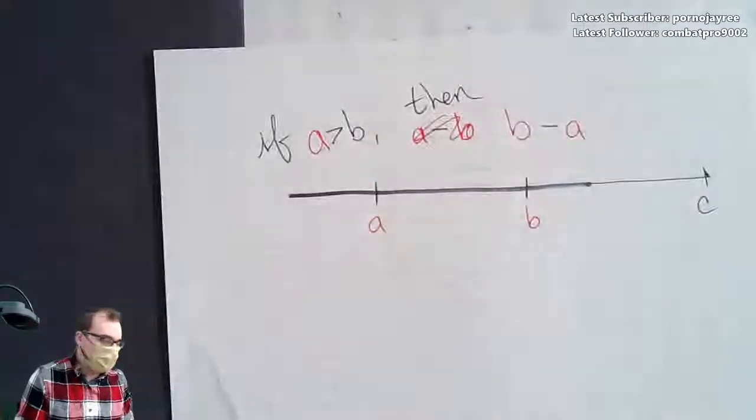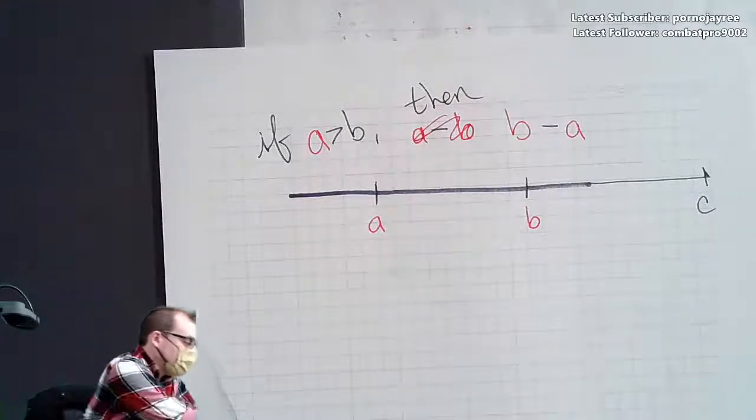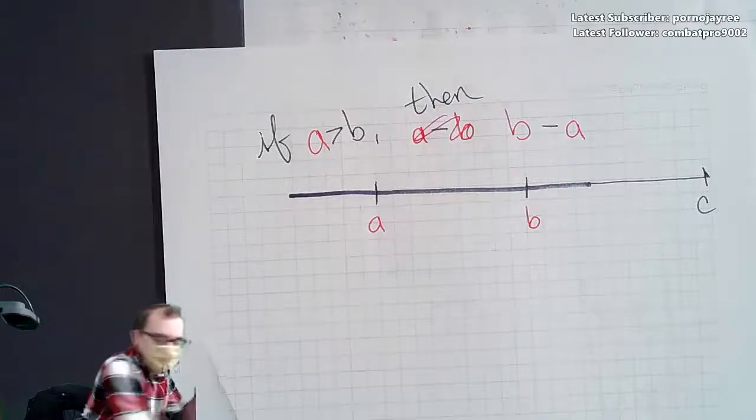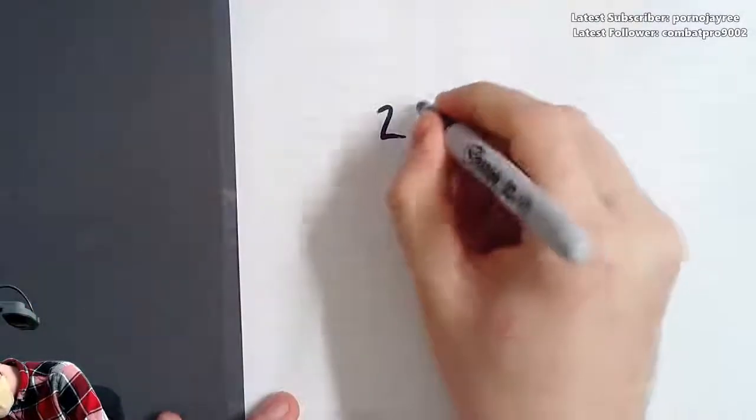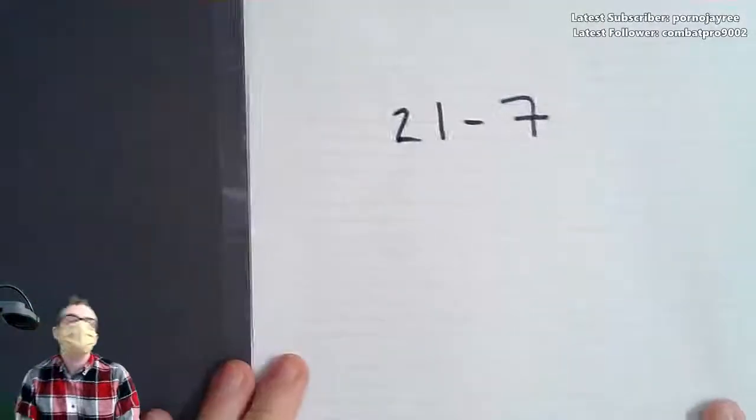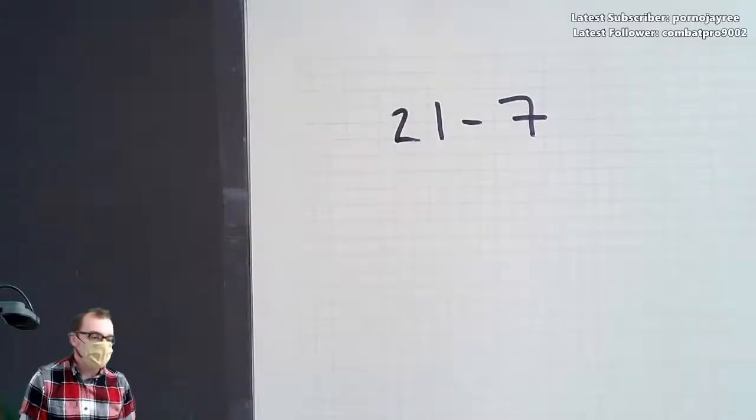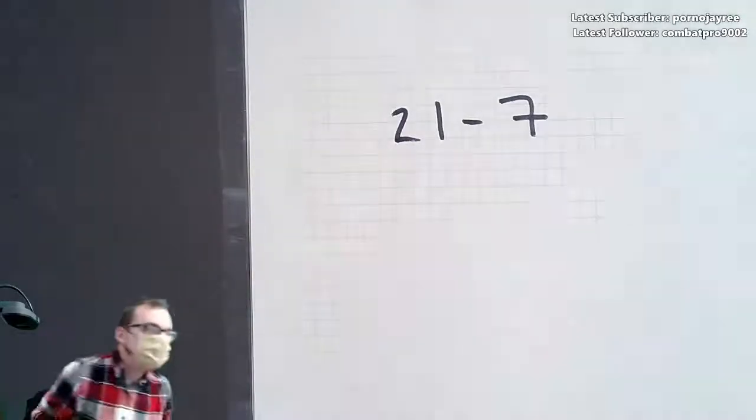Cool. Let's talk about subtraction and how else to think about it. We can think about it in terms of distance. So if I ask you a question like 21 minus 7, how would you do this problem? There's lots of different ways to do it. How would you do it?